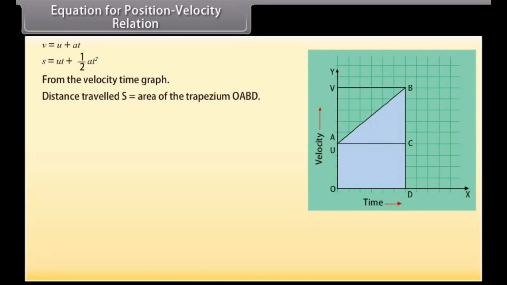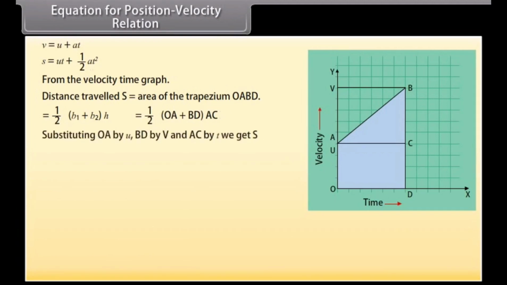Equation for position-velocity relation. The third equation will be obtained from these two equations. From the velocity-time graph, distance traveled s is equal to the area of the trapezium OABD. This is 1/2 × (b1 + b2) × h, which is equal to 1/2 × (OA + BD) × AC. Substituting OA by u, BD by v, and AC by t, we get s = 1/2 (u + v) t, equation 1.